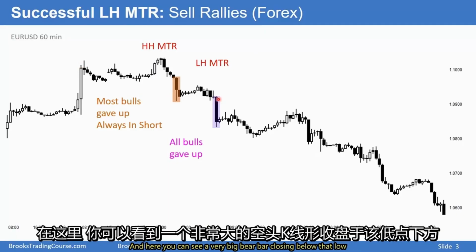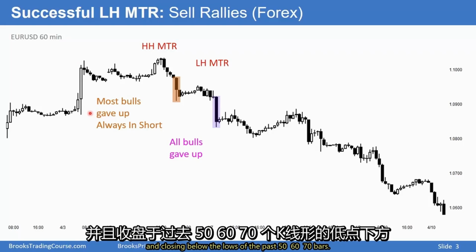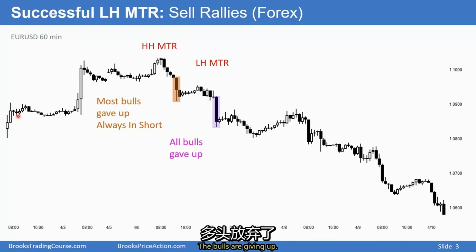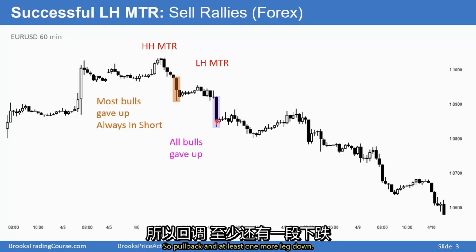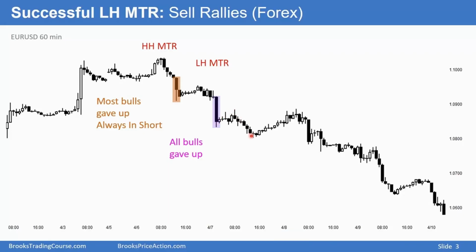And here you can see a very big bear bar closing below that low and closing below the lows of the past 50, 60, 70 bars. The bulls are giving up. Strong enough bar, big enough surprise, at least one more leg down. So pullback and at least one more leg down.